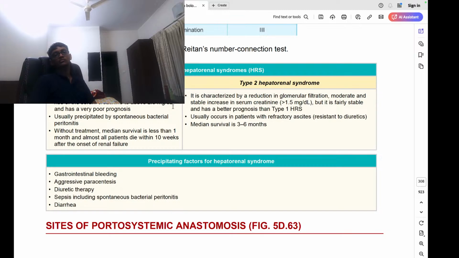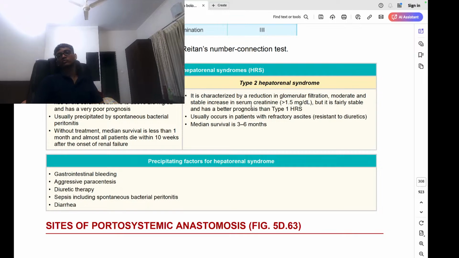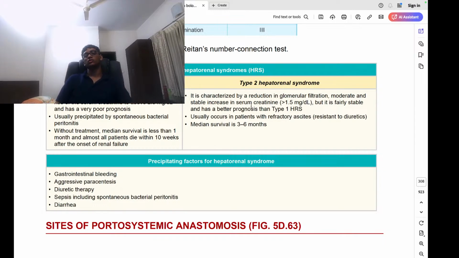Type 2 hepatorenal syndrome is characterized by reduction in glomerular filtration and a moderate, stable increase in serum creatinine, more than 2.5 mg per deciliter, but it is fairly stable and has a better outcome than type 1. It usually occurs in patients with refractory ascites resistant to diuretics. Median survival is 3 to 6 months.